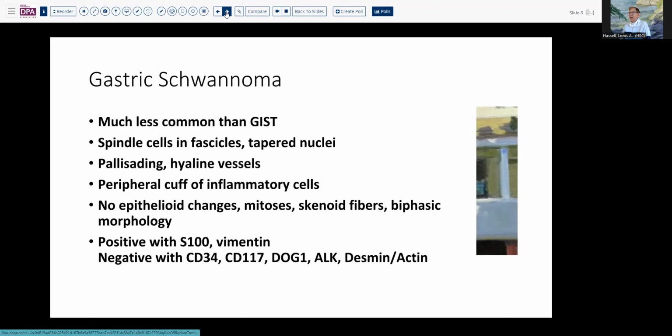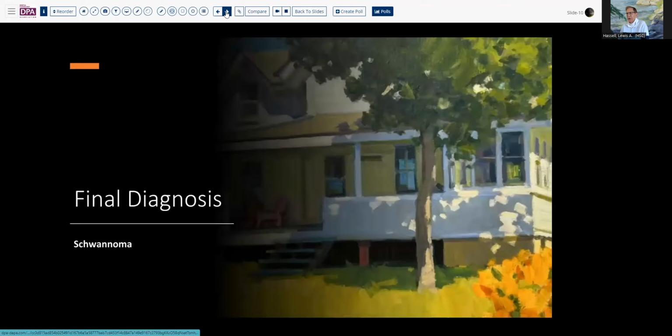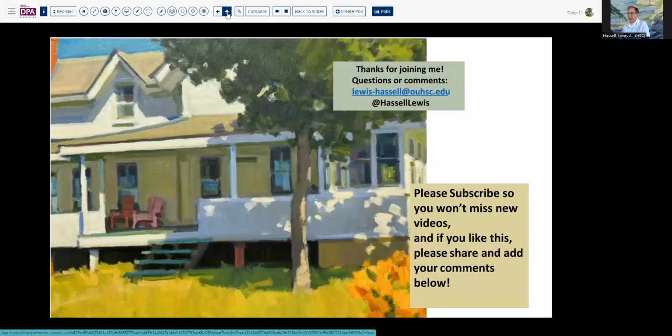So then in summary, our final diagnosis is a schwannoma of the gastric wall. The patient's resection should be entirely curative and they should do very well as a consequence. So I thought this was a nice case to discuss the differential, and I hope you enjoyed that.